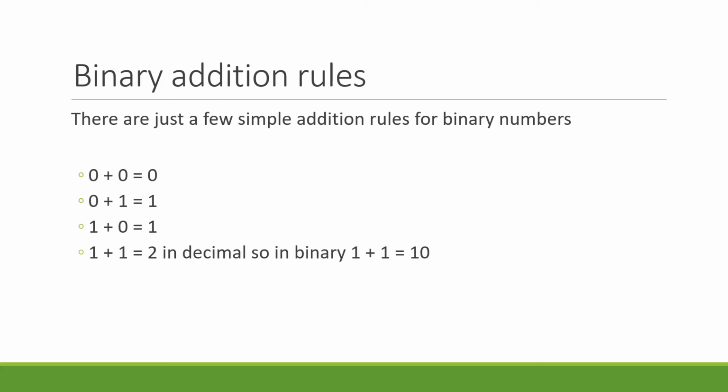But when we've got 1 plus 1, we would answer that as 2, but in binary we represent that as 1, 0. Or 1 plus 1 plus 1 equals 3 for us in denary. In binary, we would represent that as 1, 1. Remember those rules for the next slide.